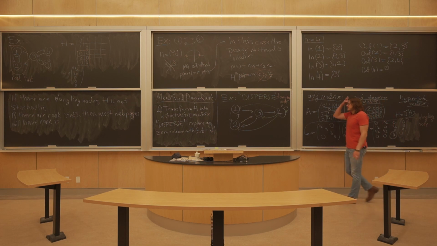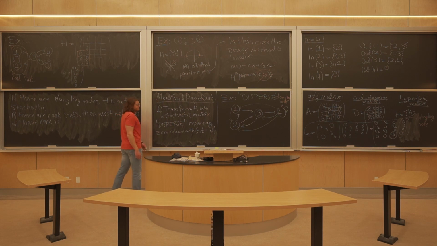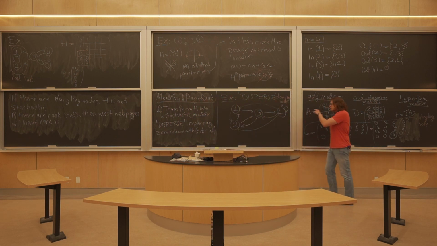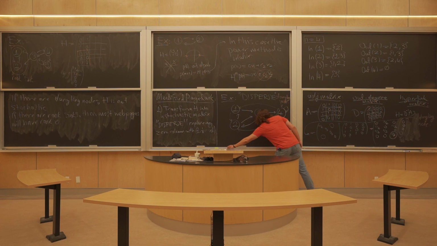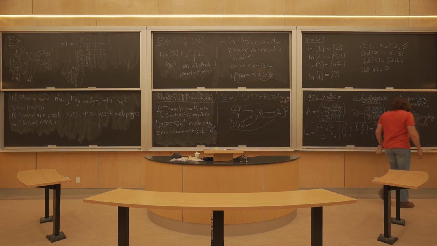This is not really the version that Brin and Page used. What they do is they just get rid of any dangling nodes. They just pretend that they don't exist. But this seems to be more popular in the literature, so let's just stick to this. Which means that now my new hyperlink matrix is going to be this, but now this is going to be all 1 over 4s.